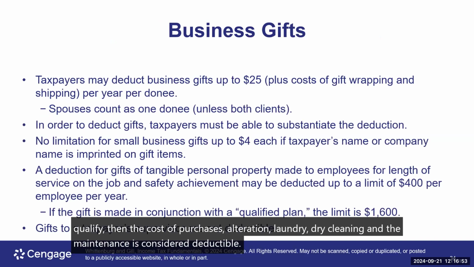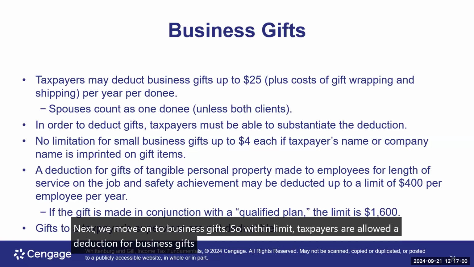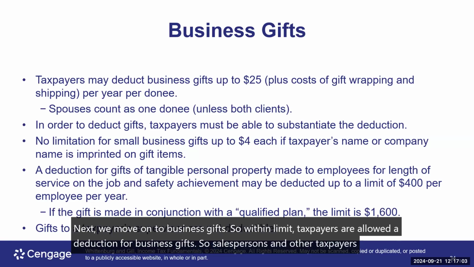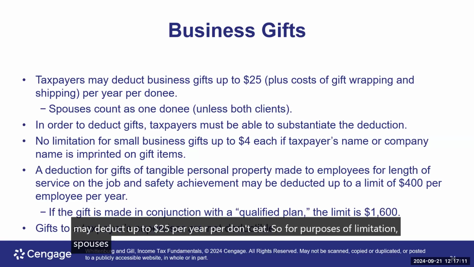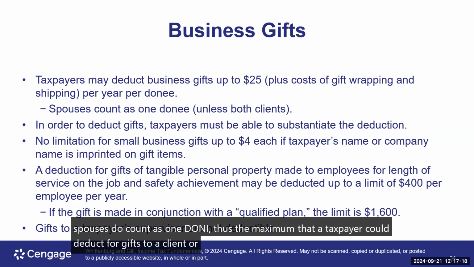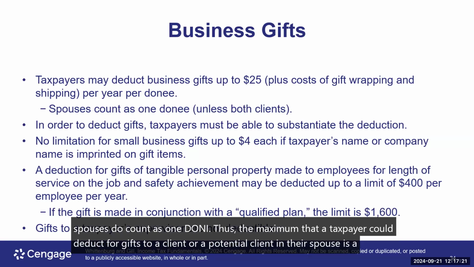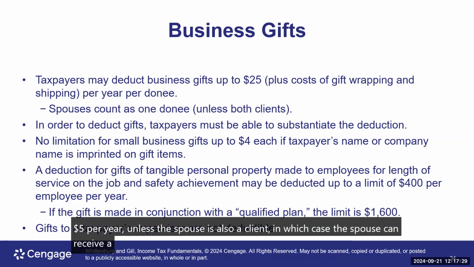Next, we move on to business gifts. Within limits, taxpayers are allowed a deduction for business gifts. Salespersons and other taxpayers may deduct up to $25 per year per donee. For purposes of this limitation, spouses count as one donee. Thus, the maximum that a taxpayer could deduct for gifts to a client or a potential client and their spouse is a total of $25 per year, unless the spouse is also a client, in which case the spouse can receive a separate $25 gift.